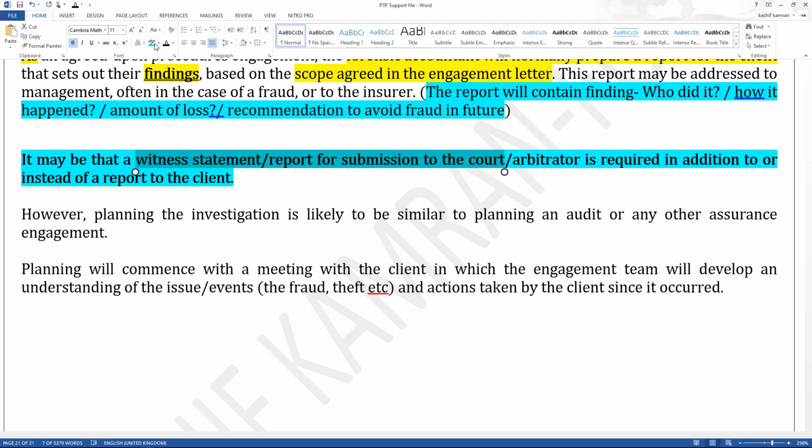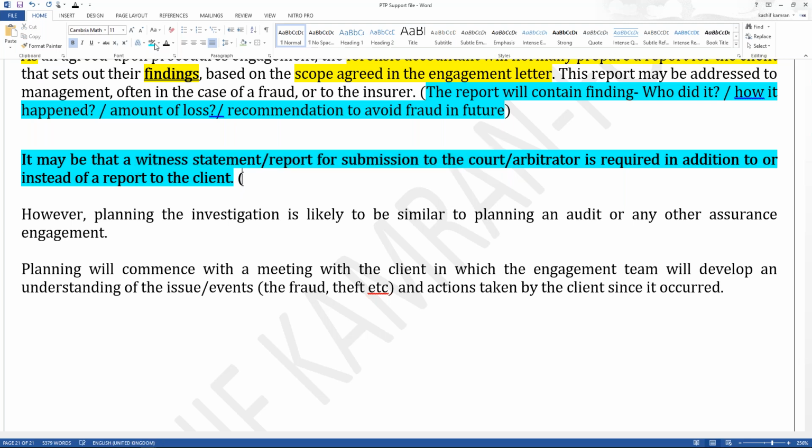As an auditor performing a forensic accounting, you may be asked to appear as a witness in the court. For example, what if the management wants to take the culprit who did the fraud to the court for justice? Now, if the management takes the culprit to the court, who have gathered evidence about who did it and how it happened and the amount of loss? The auditor. So do you believe the auditor is an expert witness who has gathered evidence about the scenario? So the court will like the auditor to come to the court and present the findings.